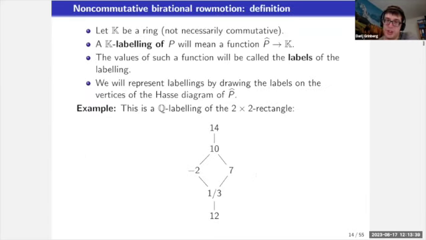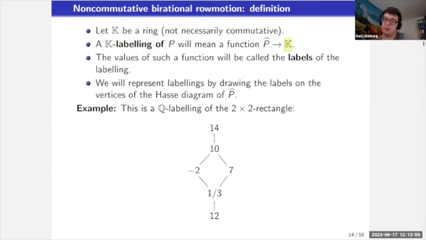So non-commutative birational row motion doesn't work with order ideals. It works with what we call labelings. So you start with a ring, which might not even be commutative. It can be any ring. And a K-labeling of our poset is a map from P hat to K.